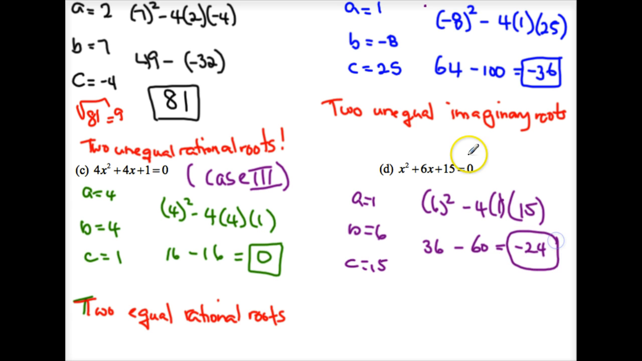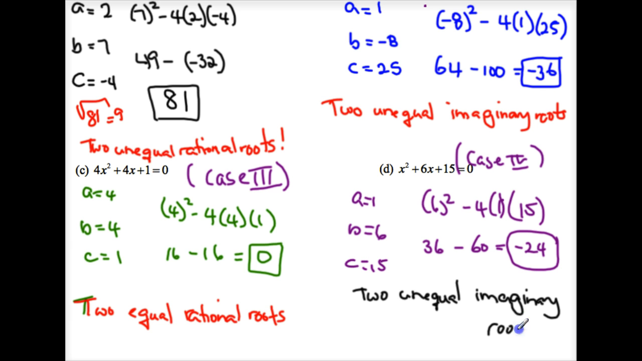So here again I have a case 4 when it's less than 0. So because it's less than 0, I know that I will have 2 unequal imaginary roots.